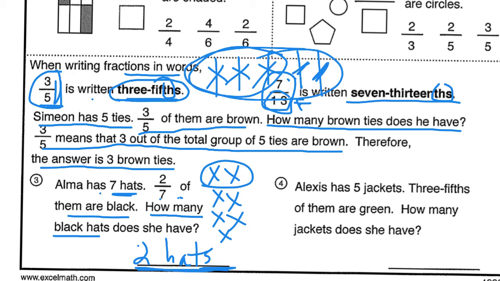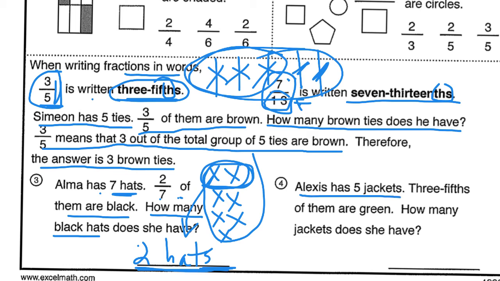If you wrote 2/7 hats, that doesn't really make any sense. You're saying you're chopping hats up into 7 parts and you're taking 2 of the parts. We're not chopping any hats up. There's actually 7 total hats in the group, and 2 of these hats, which is the answer, are black. Okay, pause the video, do number 4, and then turn the video back on to see the solution.